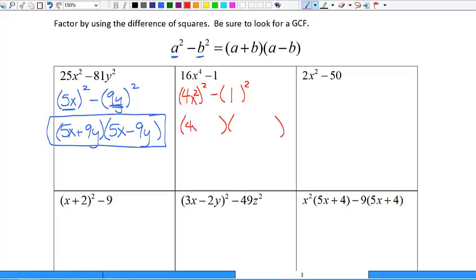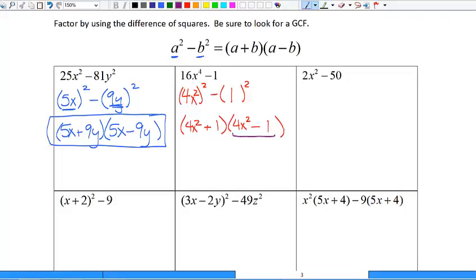So we have 4x squared going in both of the fronts of my parentheses. My 1 needs to go in both backs of the parentheses. And one term needs to be positive and one of them needs to be negative. And I have factored this. Now, my last problem, I was done at this point. But this problem is not quite done. And the reason it's not quite done is because the second parentheses is another difference of 2 squares.